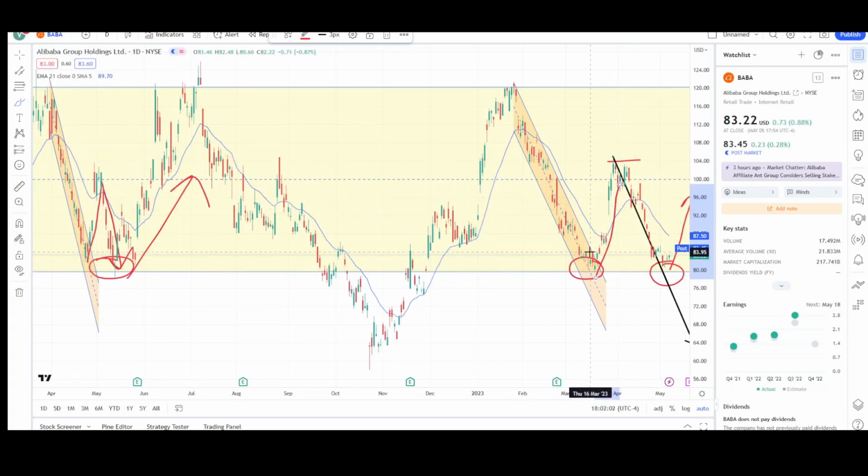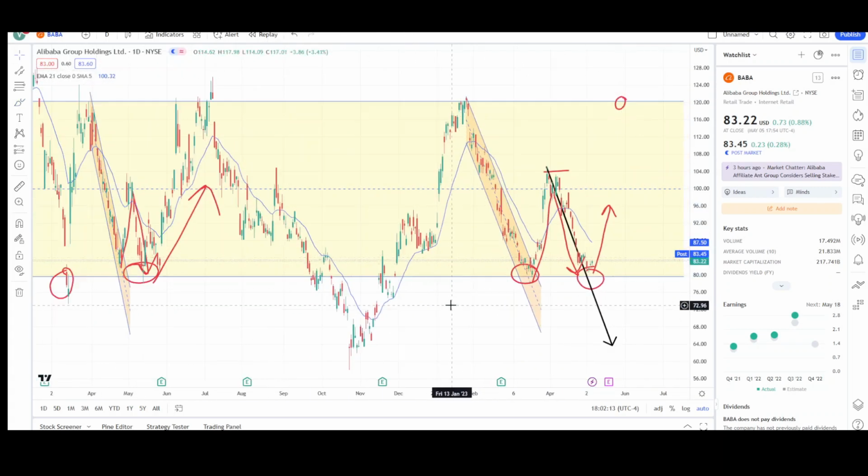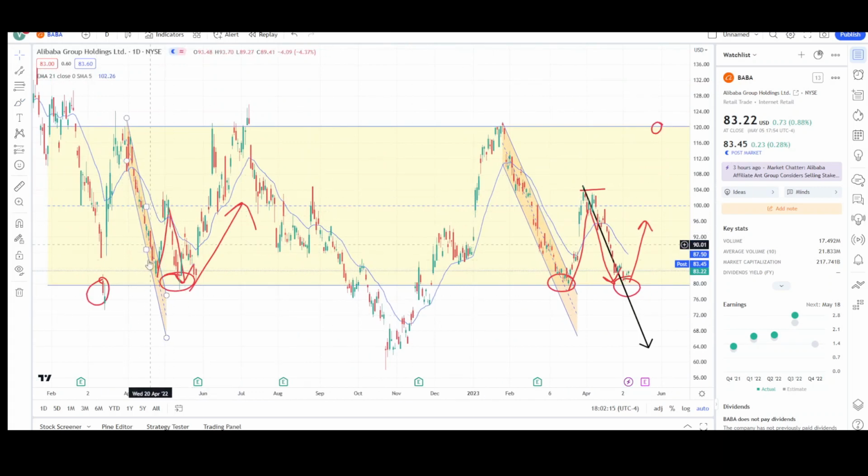We have an orange downtrend channel. We broke outside of the channel. We went back down to that prior low, very close to it, and then we led to a massive rally up to the highs of the range. So if we get a repeat pattern, this is what it could look like.